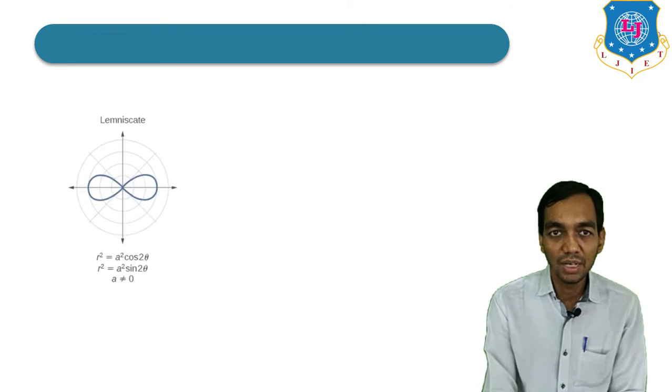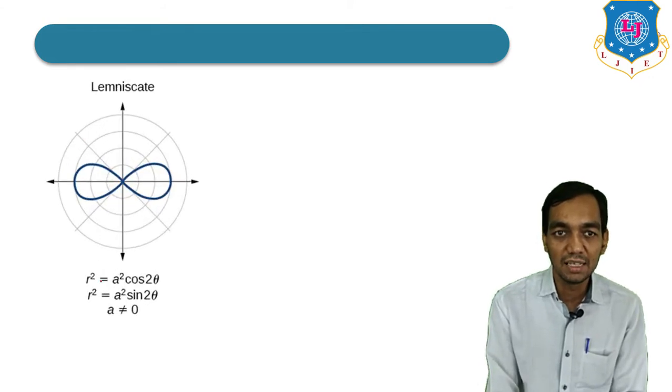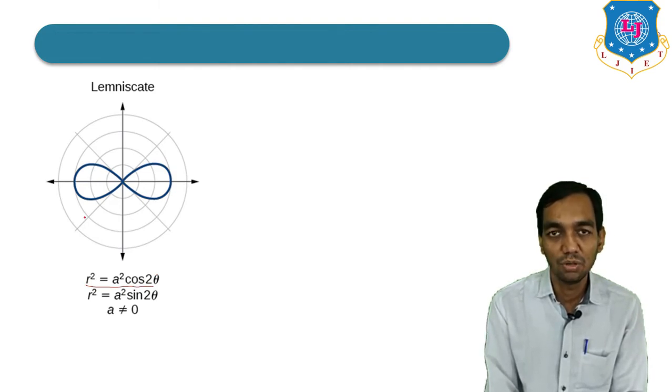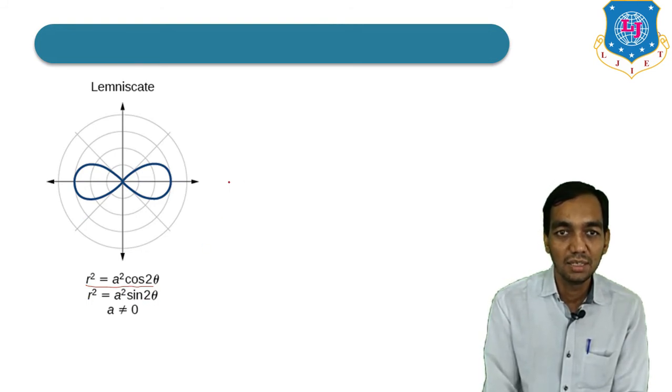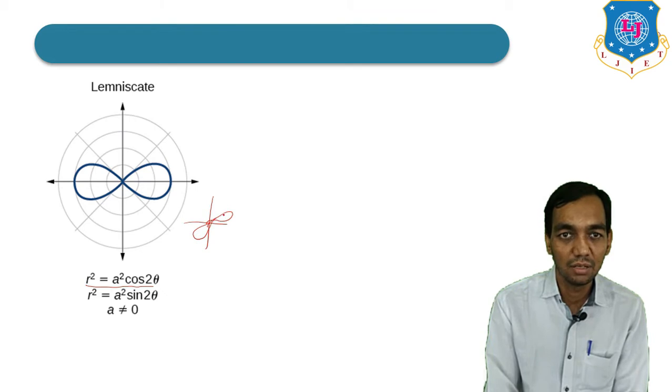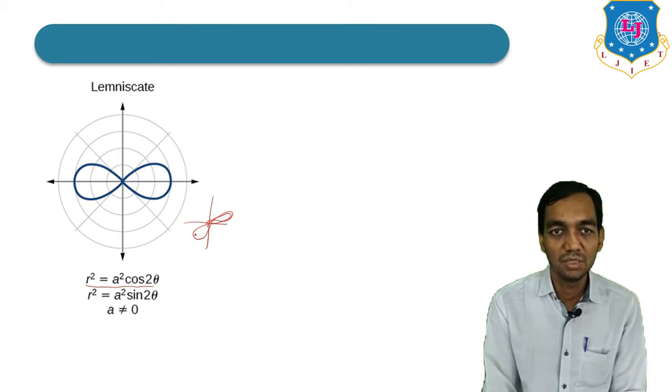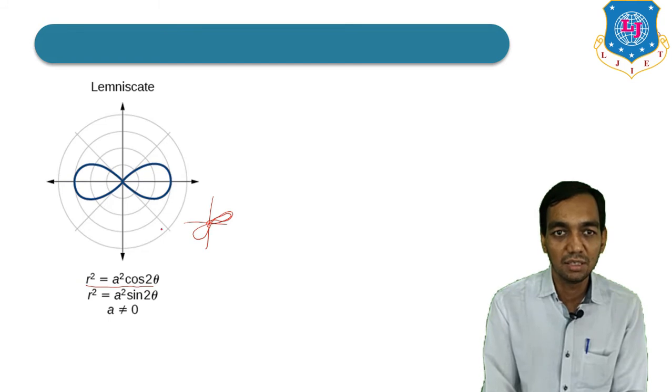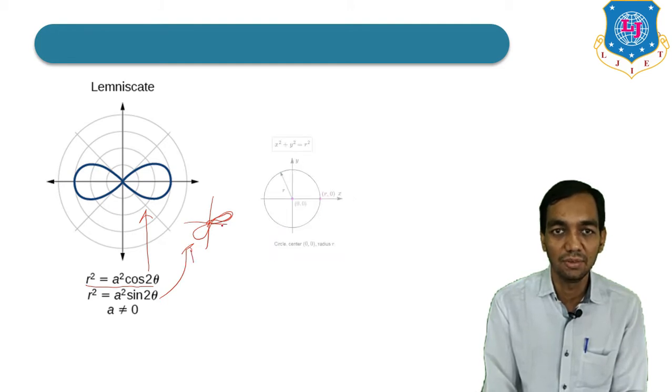Now we are going with the lemniscate. R square is equal to A square cos 2 theta has a curve like this, a two-leaf curve. It is like the symbol of infinity. And if you have R square is equal to A square sine 2 theta, then it is like this, like a dumbbell in the opposite quadrants. So please remember this. This is the curve of R square is equal to A square cos 2 theta, and this is the curve for R square is equal to A square sine 2 theta.